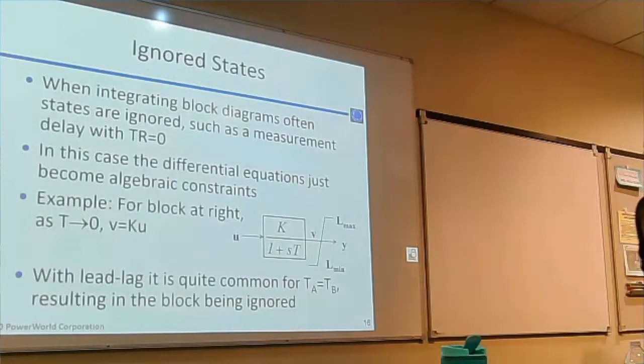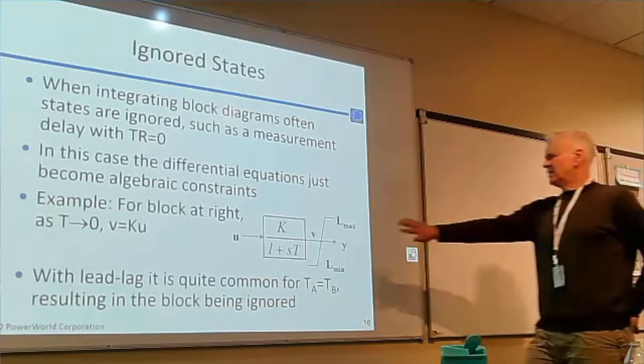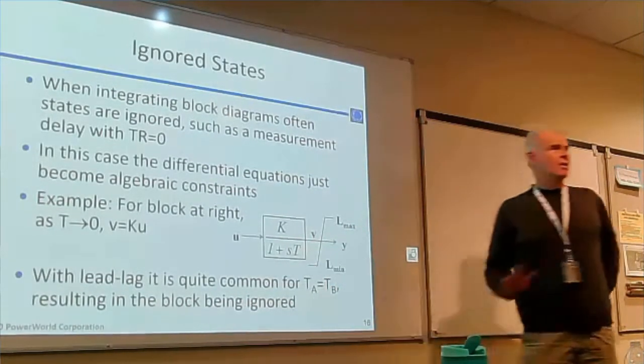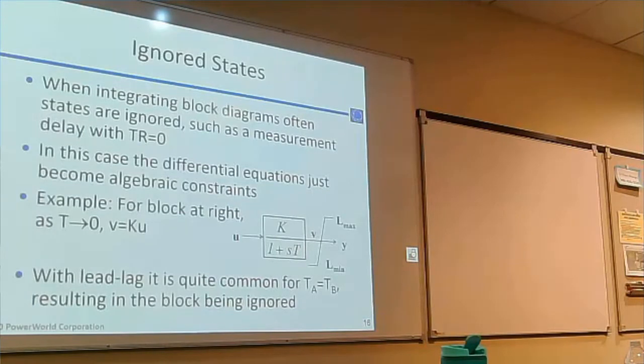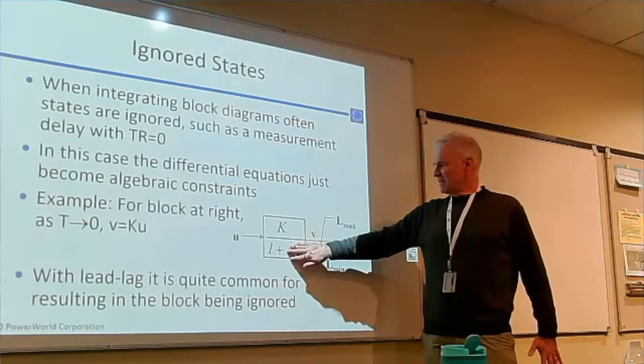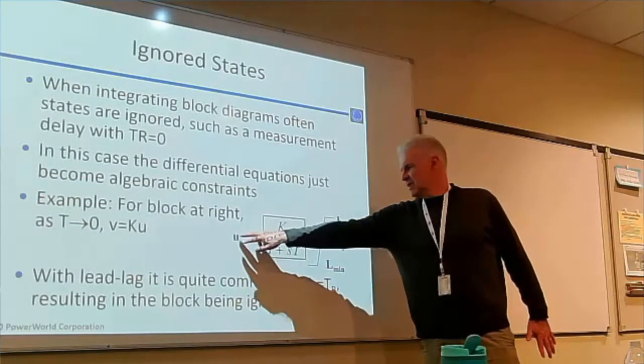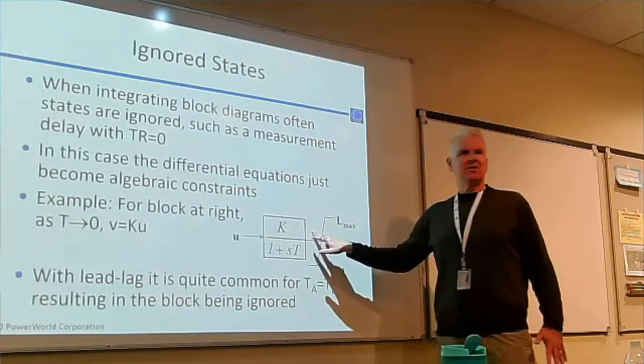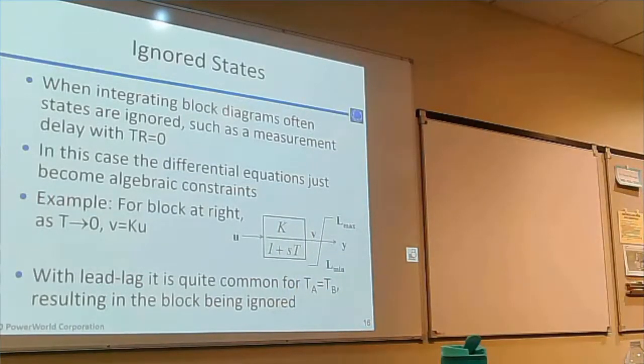Okay, one issue that needs to be considered when coding transient stability is that there can be ignored states. When a block has a time constant equal to 0, that state is ignored. That means it is, in essence, infinitely fast, so we would just say U times K is equal to the output. So then it becomes an algebraic constraint. There's no differential equation there, and we just ignore it.